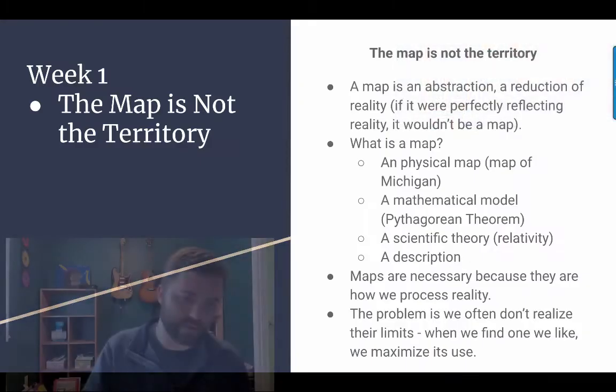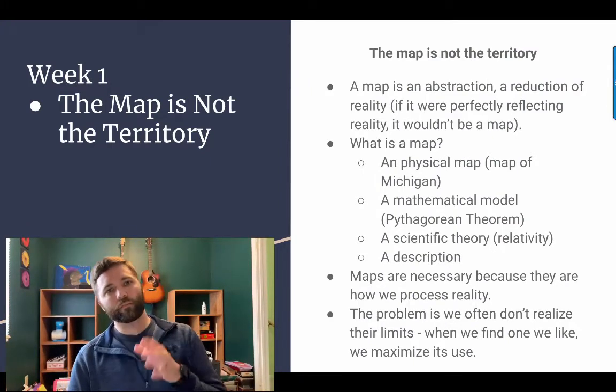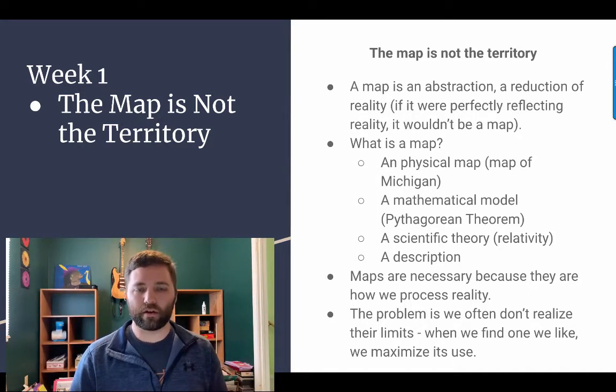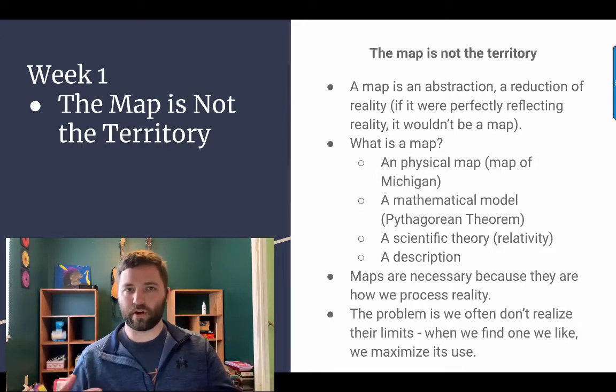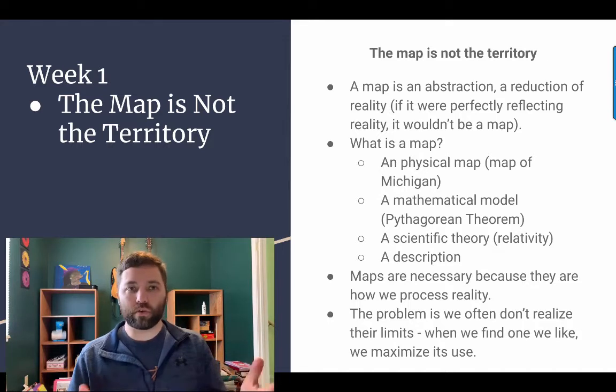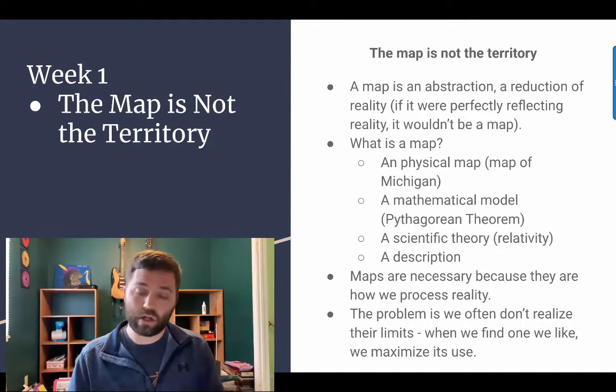So the first mental model we're going to talk about is the map is not the territory. First, think about a physical map of the state of Michigan, let's say. You open the map, you see all of the cities, you see the roads. Let's assume it's a road map. You can figure out how far away cities are from each other by road, and that kind of thing.